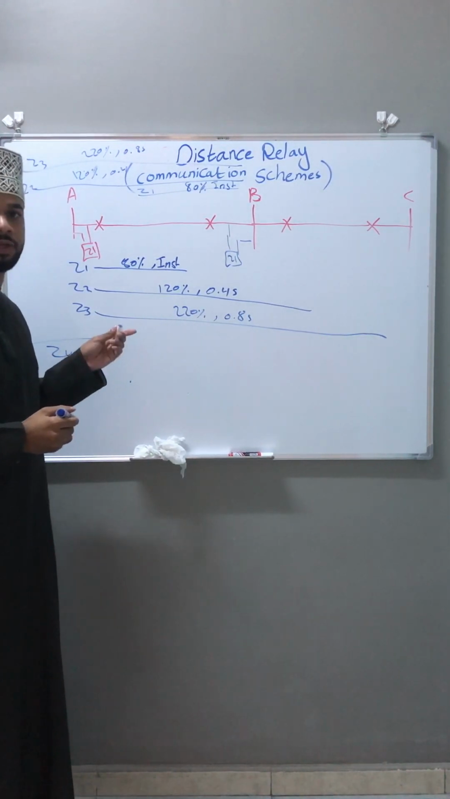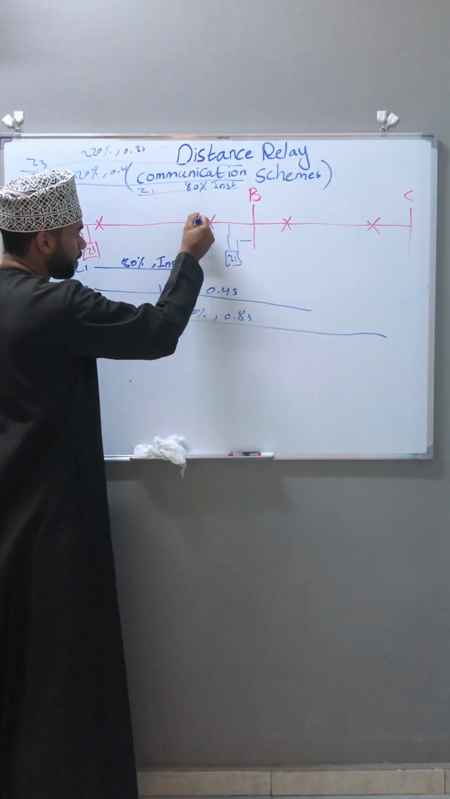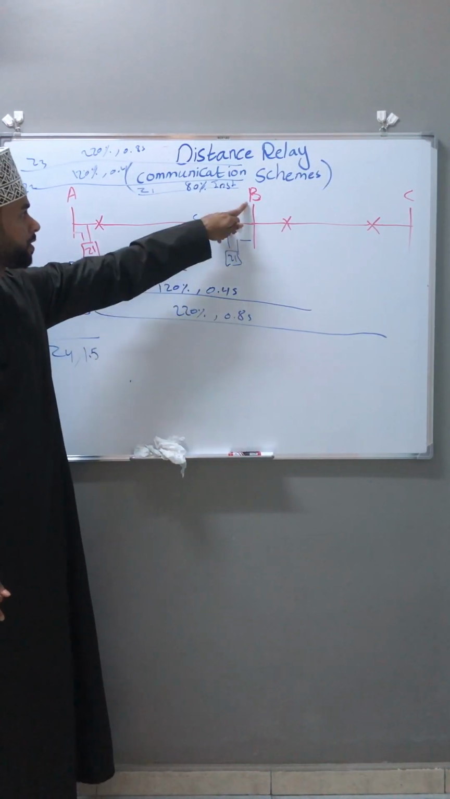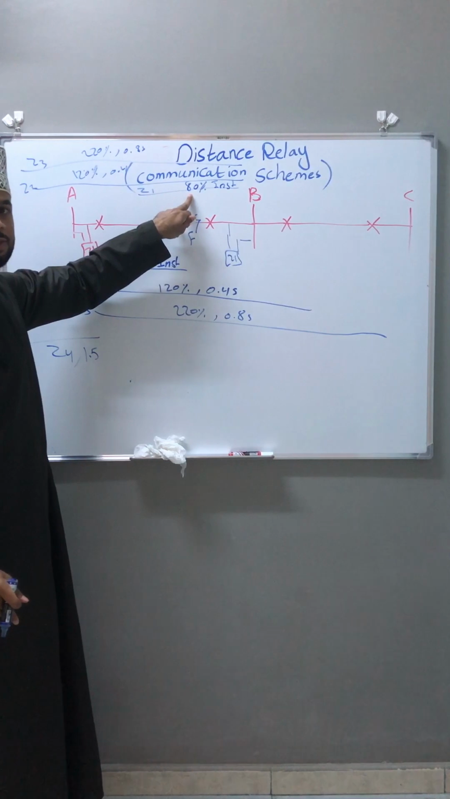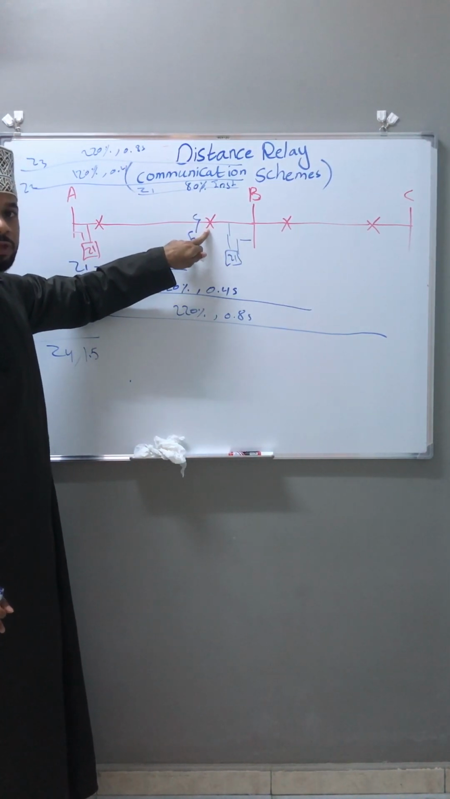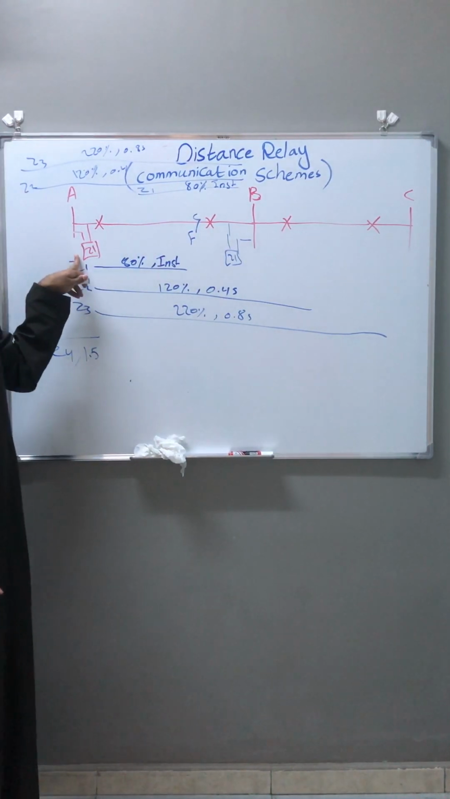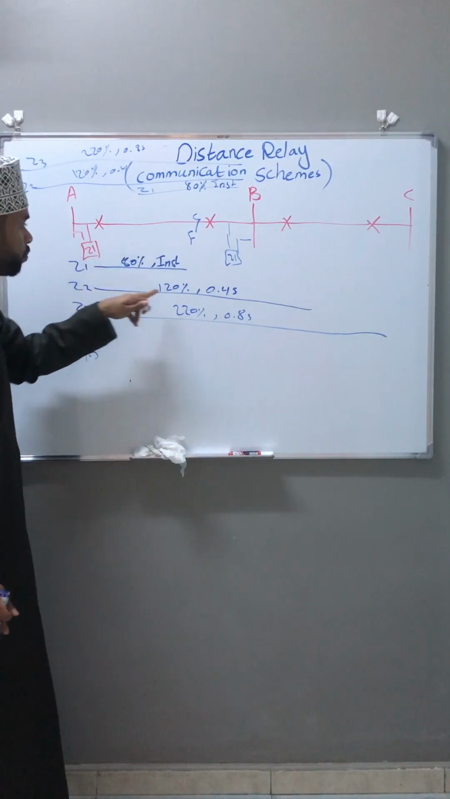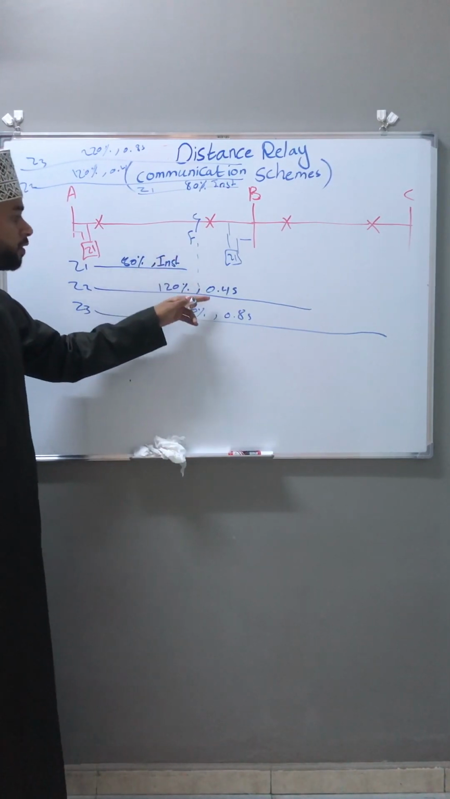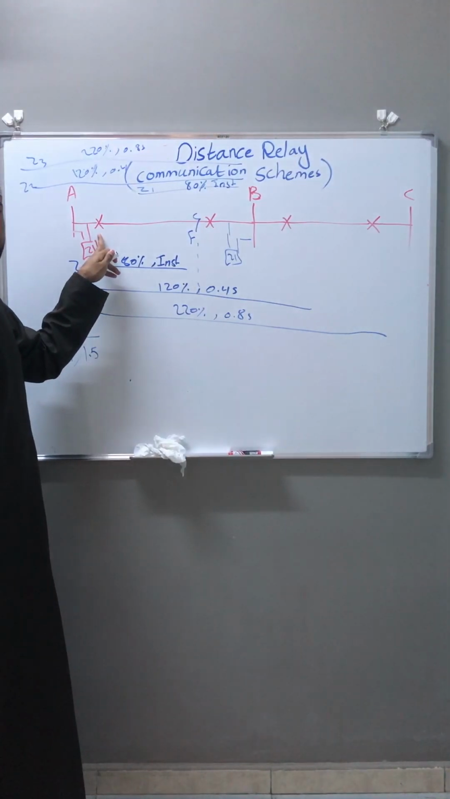And we'll study some cases. If the fault happens here, this distance relay in substation B will see the fault in zone 1, so this breaker will trip instantaneously at 0 seconds. But the distance relay in substation A will see the fault in zone 2, so he will trip in 0.4 seconds. So this breaker will trip in 0.4 seconds.